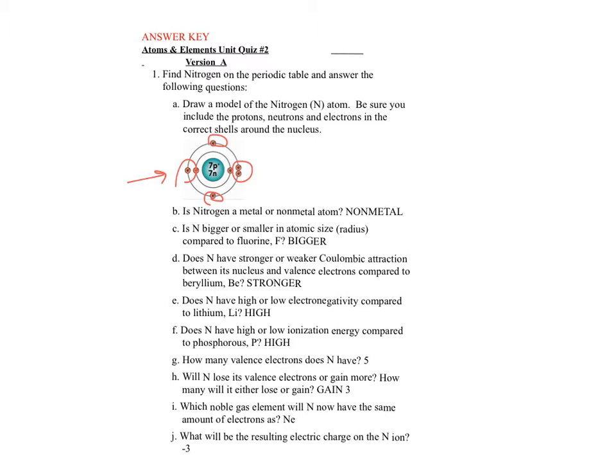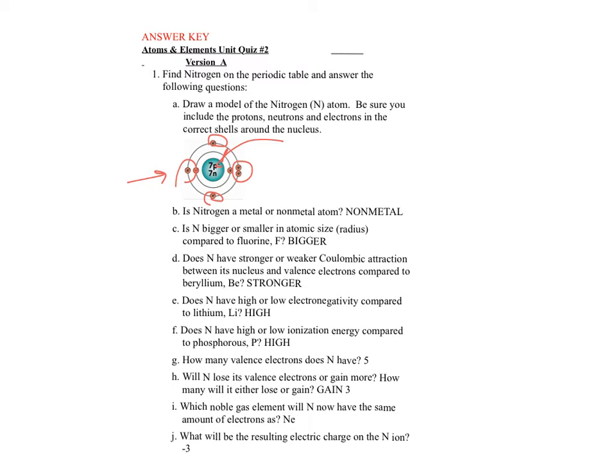And then in the middle, you should have indicated what's in the nucleus. So we've got 7 protons because that's nitrogen's atomic number. And then we also have 7 neutrons too, because the mass of nitrogen is 14, and 14 minus 7 protons is going to leave you 7 neutrons. So that's what your picture of nitrogen should have looked like for 1A.